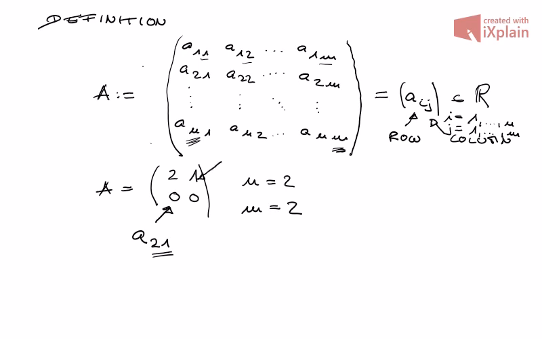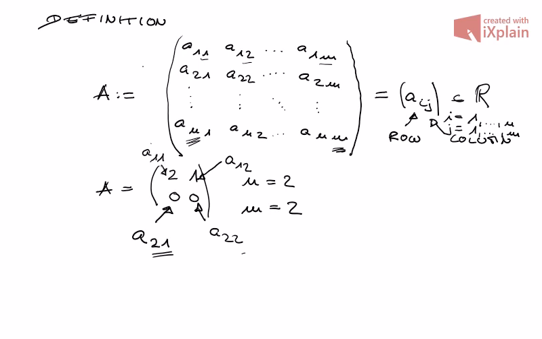So what are the indices of this element? 1, 2, exactly. And this is of course 2, 2. And this is 1, 1.